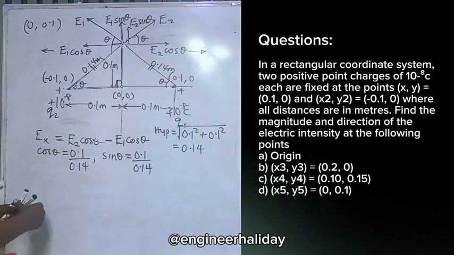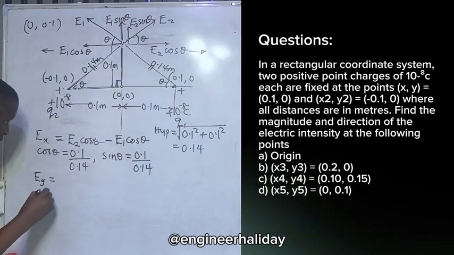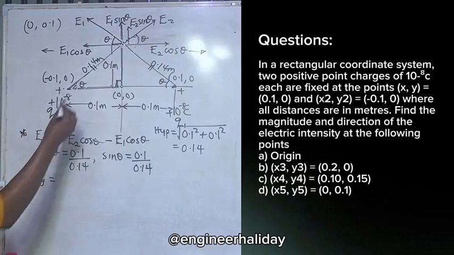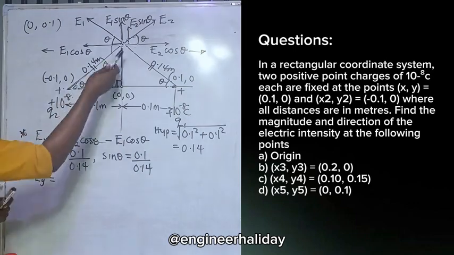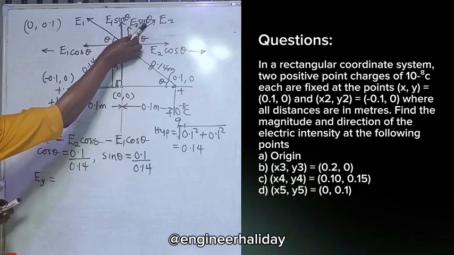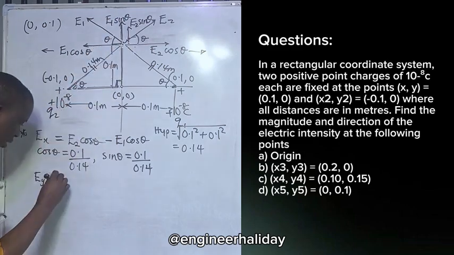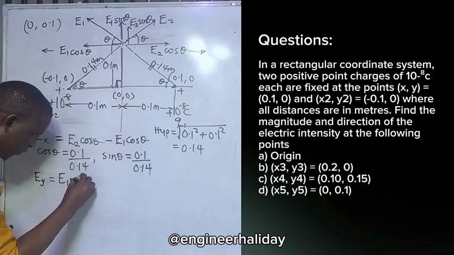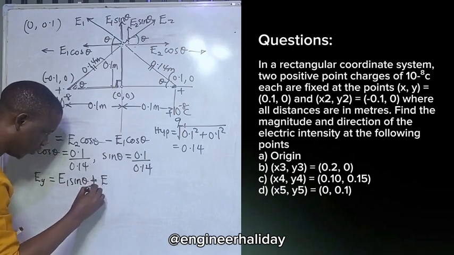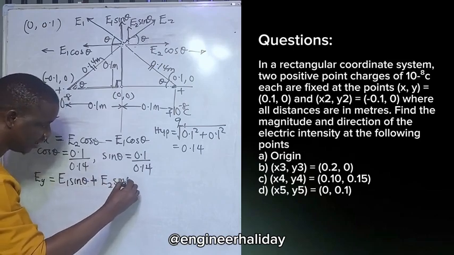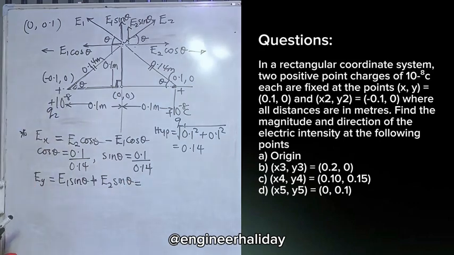Now, we have resolved along the x-axis. Let's resolve along the y-axis. In the y-axis now, EY, we have done x. EY will now be two forces moving upward. Look at it. The resultant part of E2 going upward, the resultant part of E1 going upwards. So that means E1 sin theta plus what? They are going upwards, so the same direction, E2 sin theta. So that's what I want to use here.